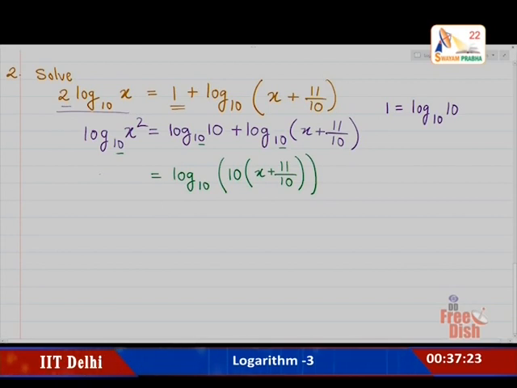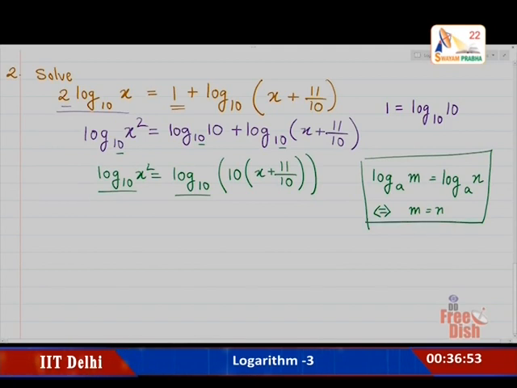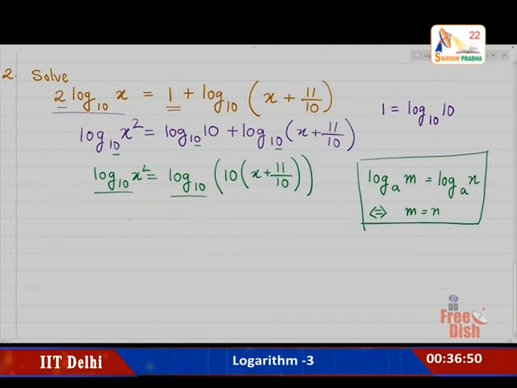Hope all of you understand this. This is again as it is, log to the base 10 of x square. What should be the next step? I want to eliminate these log terms. Again I will use the same logic: log to the base a of m is equal to log to the base a of n, then m must be equal to n. This is true if and only if. So this property I will use. Then what will I get? I will get x square is equal to 10 times x plus 11 by 10.